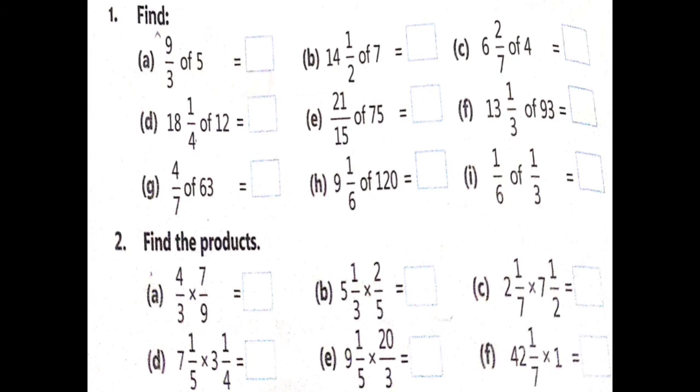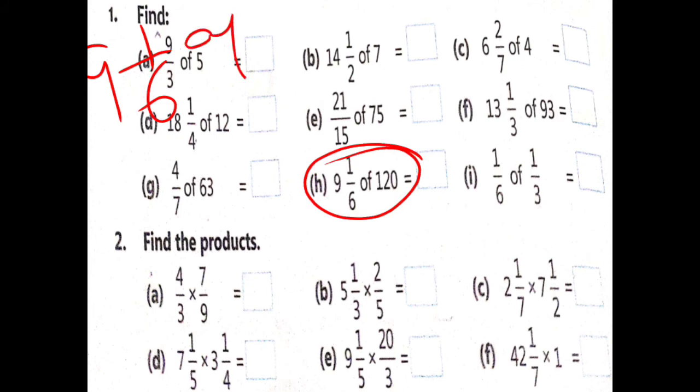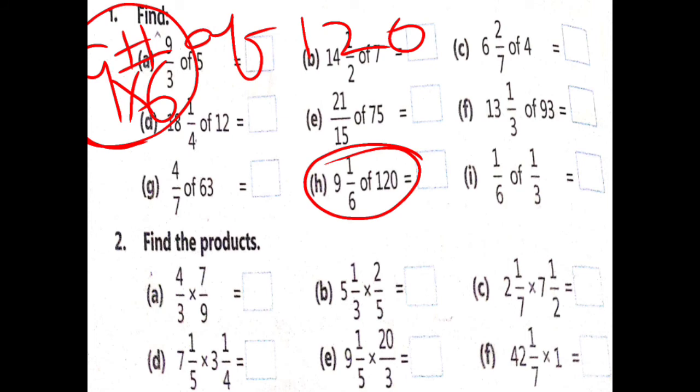So I am going to solve this one, because here a mixed fraction of a whole number is given. What is given? 9 of 1 upon 6 of 120. First we will solve this mixed fraction. We multiply 9 by 6 and then add the resulting value to 1. 9 sixes are 54, and add 1, it becomes 55. So the resulting value becomes 55 upon 6.